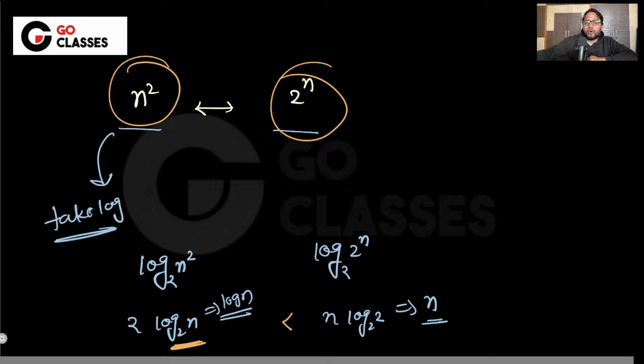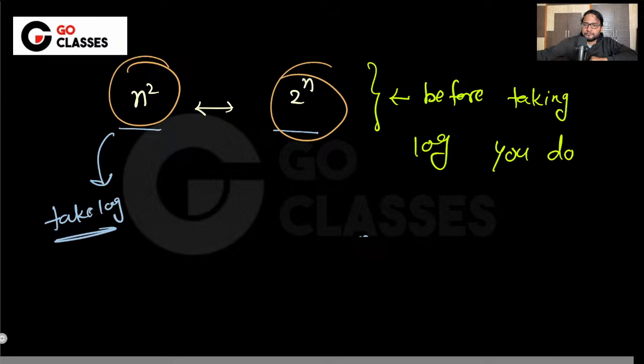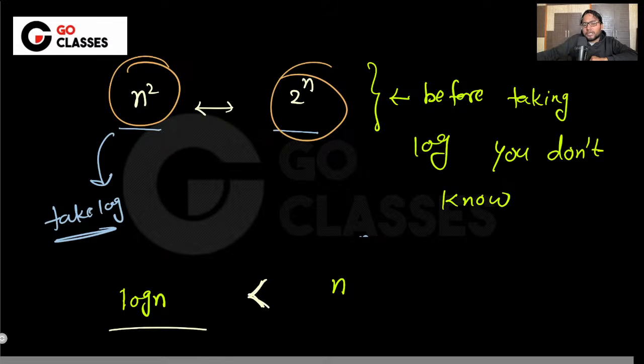See, before taking the log, you don't know, right? Now you wanted to compare n square and 2 power n. Before taking the log, you don't know. But after taking the log, what will happen? It will be log n, and it will be n only, right? Then which one is greater? After taking the log, this is greater. So even after taking the log this is greater, then before taking the log also it is greater.